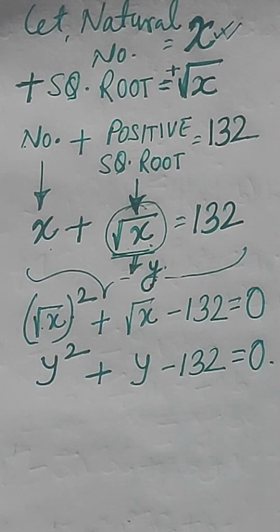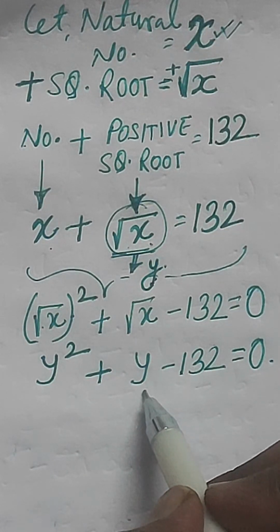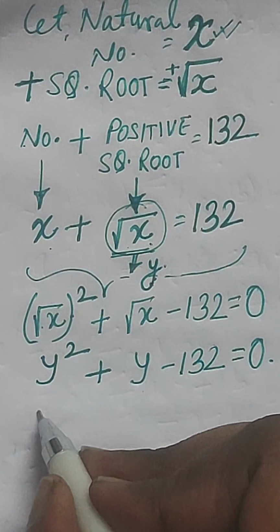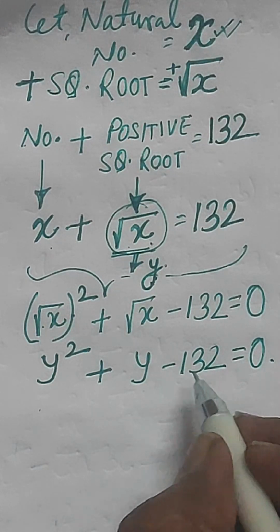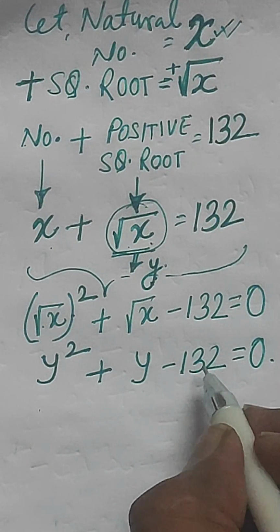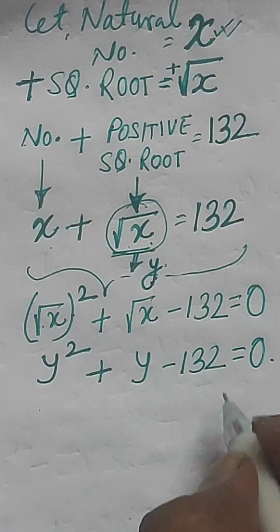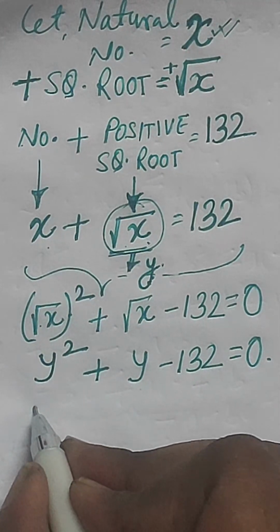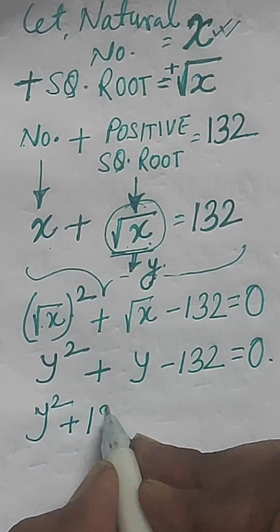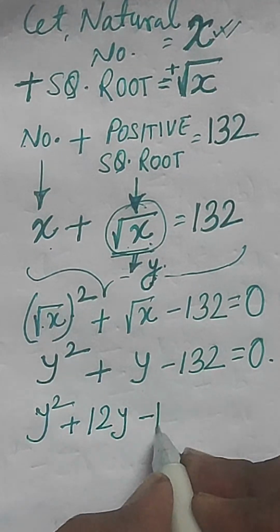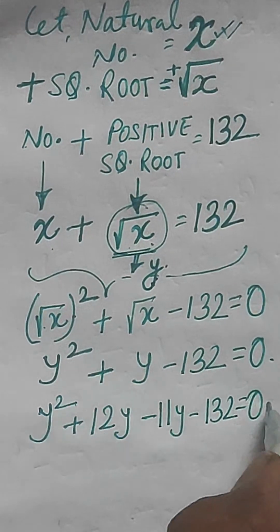Now you can see this 132, we will use the splitting the middle term, and this 132 can be written as 12 into 11. 12 times 10 is 120, and 12 times 1 is 12, so it will be 132. So we can write the above equation by splitting the middle term as y square plus 12y minus 11y minus 132 is equal to 0.